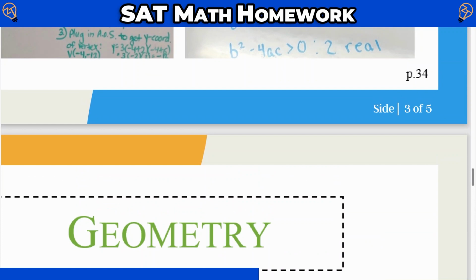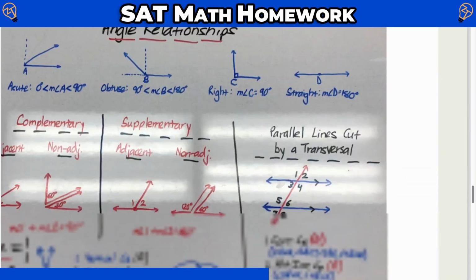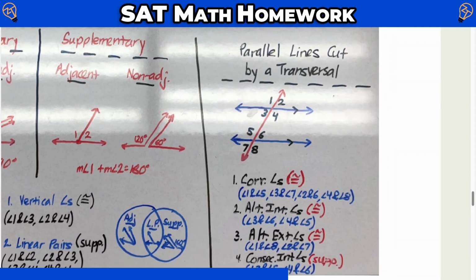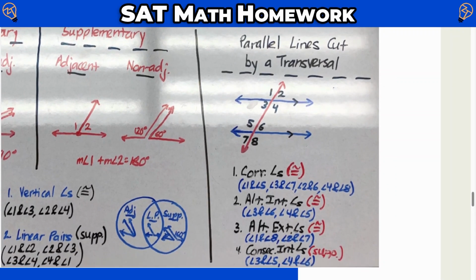As we'll see on the back side of page 34, which is side 4 of our math reference document, whenever you have parallel lines cut by a transversal, there are only 4 possible relationships: corresponding angles, alternate interior angles, alternate exterior angles, and consecutive interior angles. And it's important to be familiar with each of those, as well as the conclusion. 3 of the 4 conclusions are congruence, where 1 is supplementary.